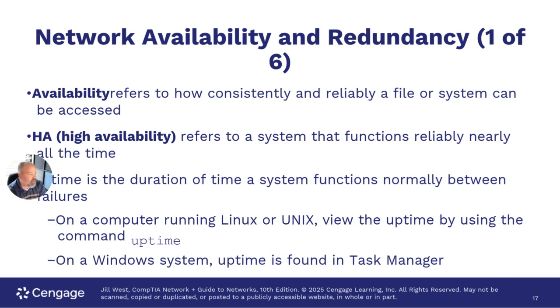So let's talk about availability. How consistently your network shows up to work. High availability, HA, means your system is like that reliable friend who's never late. It functions nearly all the time. Uptime is how long your system works between failures. On Linux or Unix, you can check uptime with the uptime command. On Windows, it's in Task Manager. It's like checking how long your car has been running without breaking down.